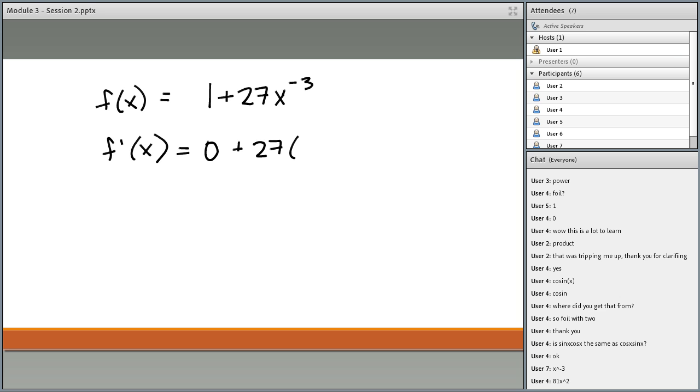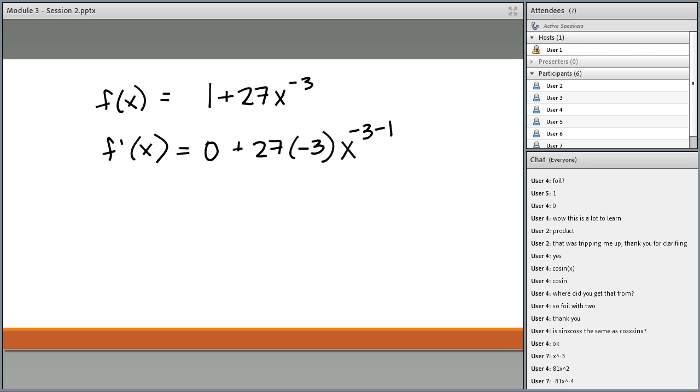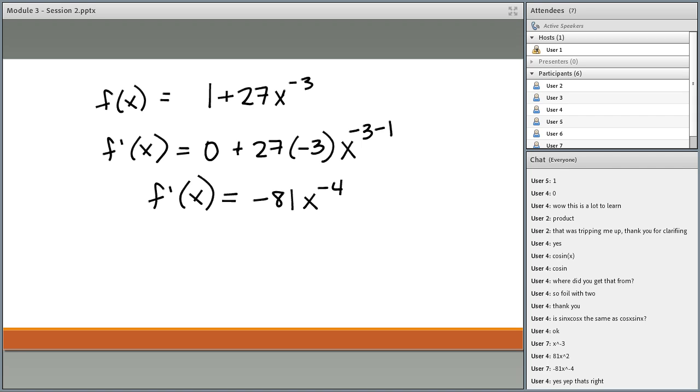I take the negative 3 to the front, and then I subtract 1 from the exponent. So 27 times negative 3, I get 81, but with a negative, so negative 81. And then negative 3 minus 1, so I get negative 81x to the negative 4. So if I added 1, that's where I would get negative 2 rather than negative 4.